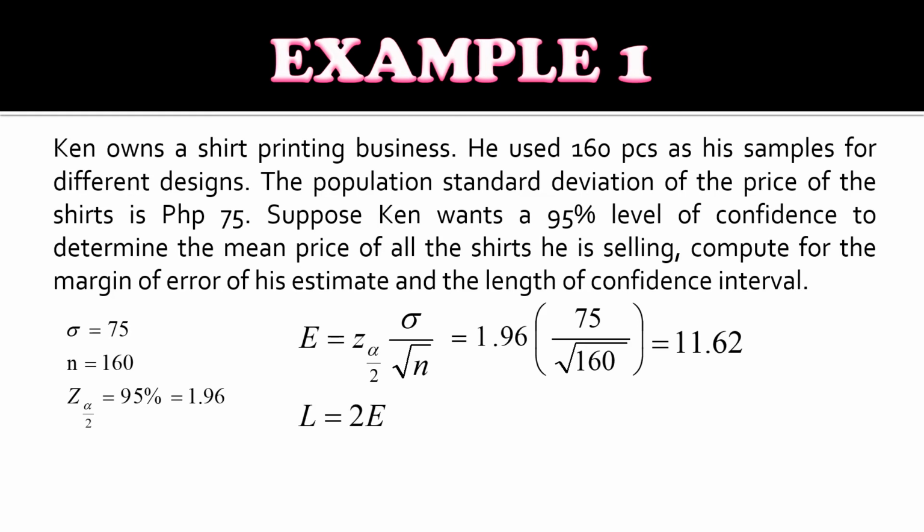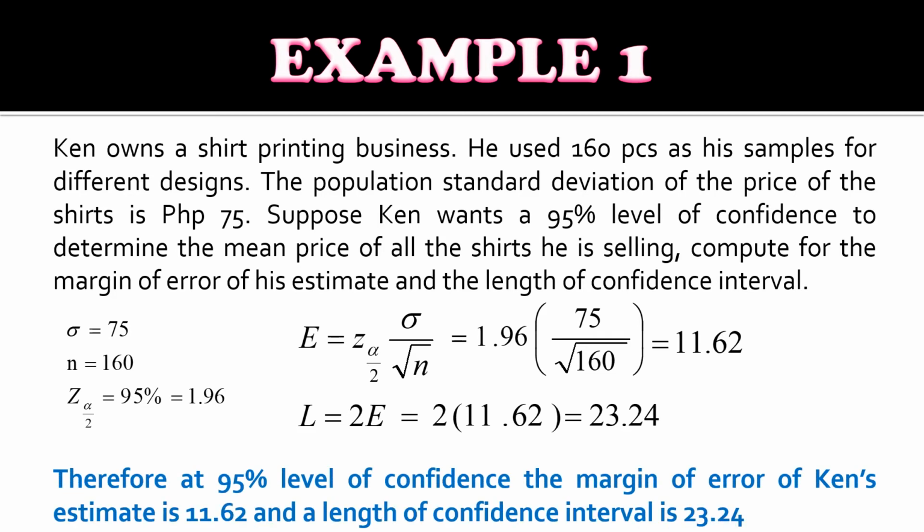So to look for the length of the confidence interval, we just have to multiply 2 to the error, or twice the error. So let's just substitute that: 2 times 11.62. That will give us 23.24. So therefore, at 95% level of confidence, the margin of error of Ken's estimate is 11.62 and the length of the confidence interval is 23.24.